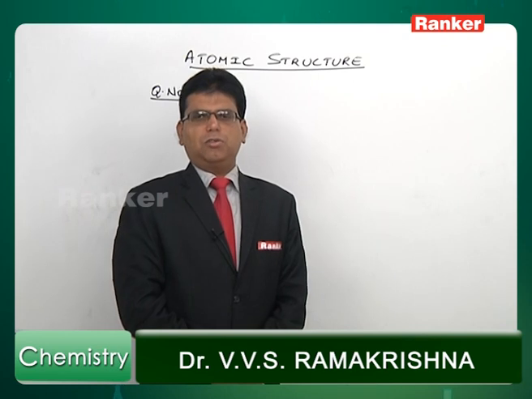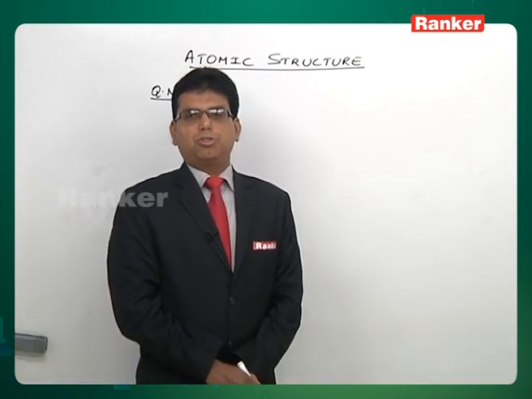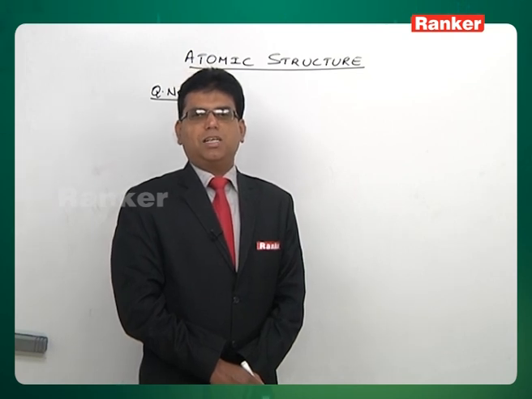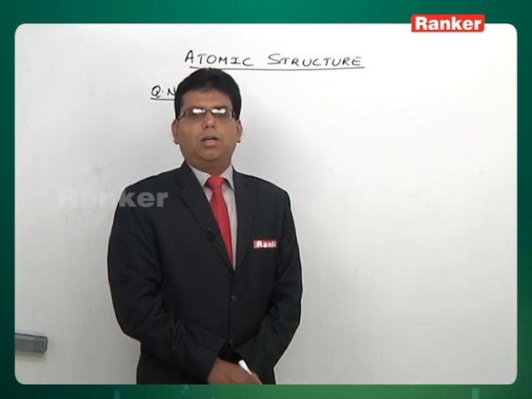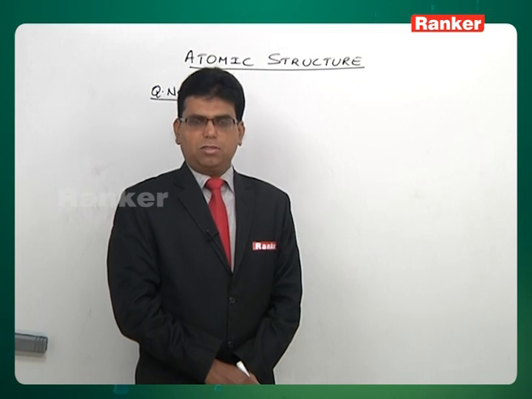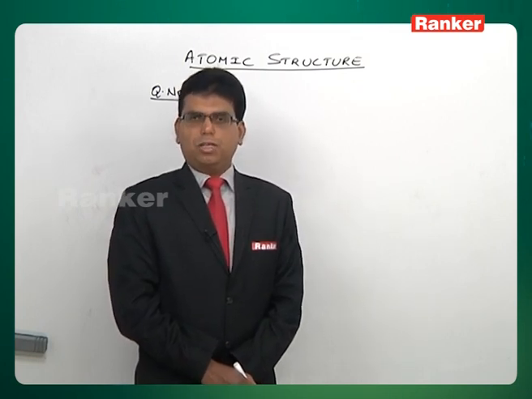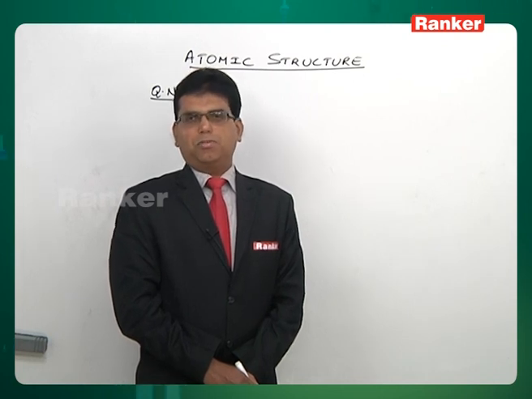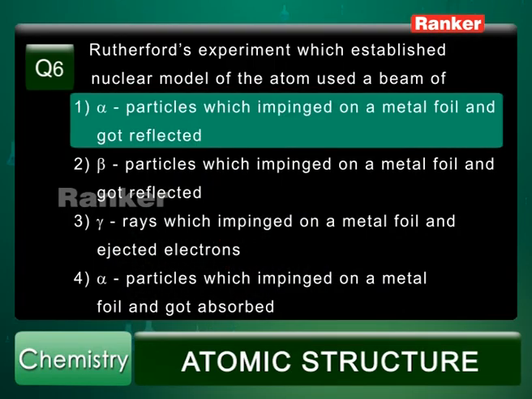Now this question relates to a model of the atom: which beam is used? It is the alpha particles which impinged on a metal foil and got reflected. Alpha particles from a polonium source are incident on a metal surface. Some of the alpha rays pass through the metal foil, some are scattered at certain angles, and very few of them are reflected back. So the correct answer here is option 1.